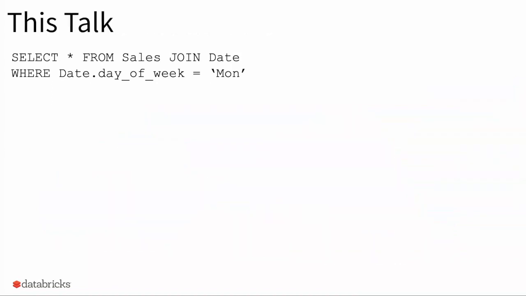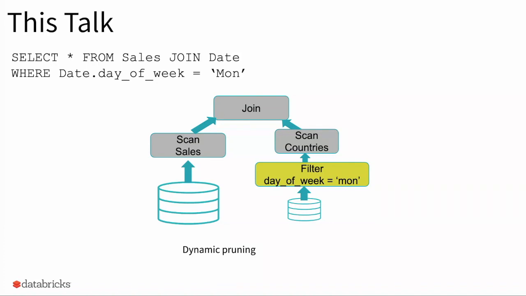So what can we do? In this talk, we are going to talk about a radically different approach in which we do filtering using dynamic pruning. The basic goal of this optimization is to take the filtering results from the dimension table and use them directly to limit the data that gets read from the fact table, exactly as in this diagram.